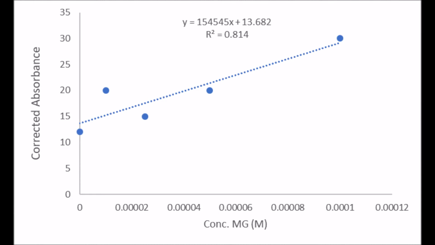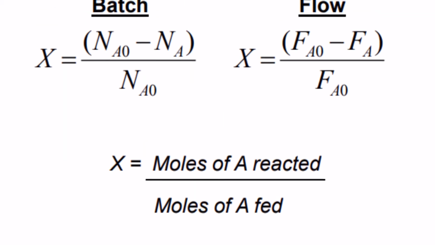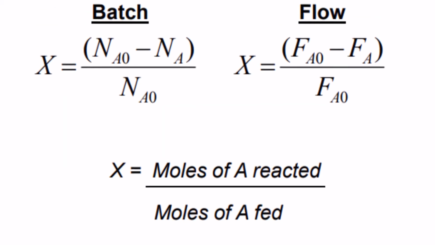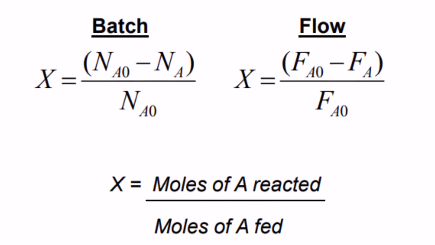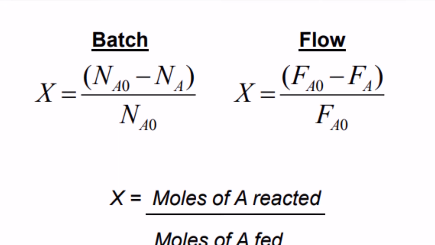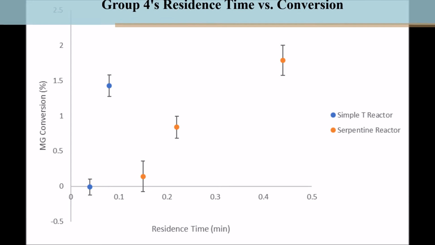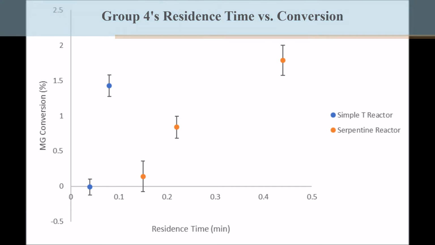The experimental transmittance and the calibration curve relating transmittance to concentration were used to find the experimental concentration of Mg at the outlet. From this, we can calculate the conversion of malachite green using the equation X equals Ca0 minus Ca final all over Ca0. The plot of malachite green conversion versus residence time aligns with what we know about reaction kinetics. The conversion increases as the residence time increases. This is because when the residence time is higher, the reagents spend more time in the reactor and have more time to react and generate product.